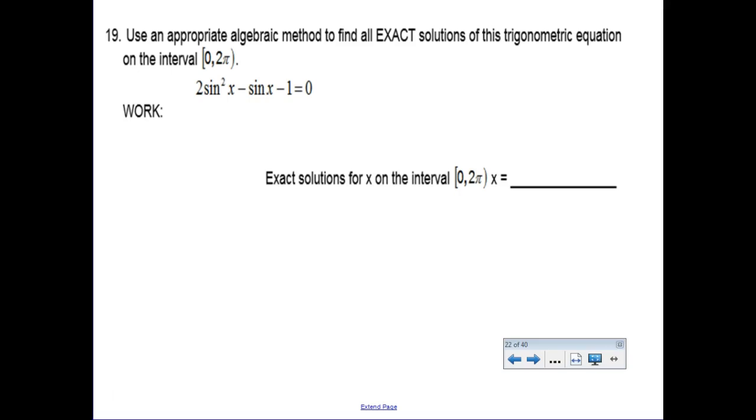Alright, we're solving a more complex trig equation here. So it is definitely looking like a quadratic, which means we want to factor it. There's no common factor, but it is the reverse foiling kind of factoring that we are used to. So 2 sine x squared would be 2 sine x times sine x.